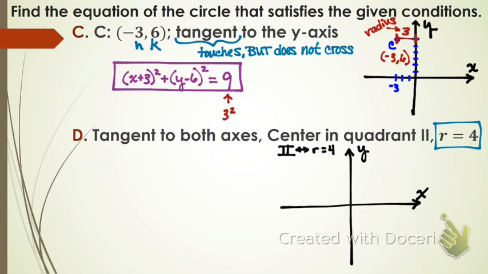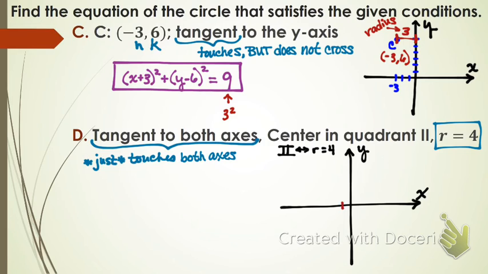And what else does it tell me? Touches both axes. More specifically, it just barely touches both axes. And I know the radius is 4. I know it has to end up somewhere in this quadrant. So if I start at the origin, I'm going to move a radius of 4 away, because that would put me 4 units away from the y-axis, right?